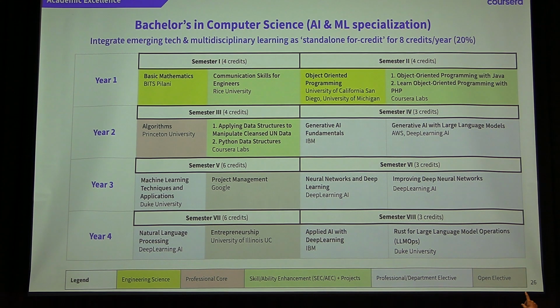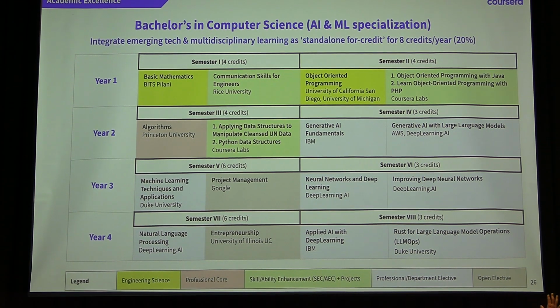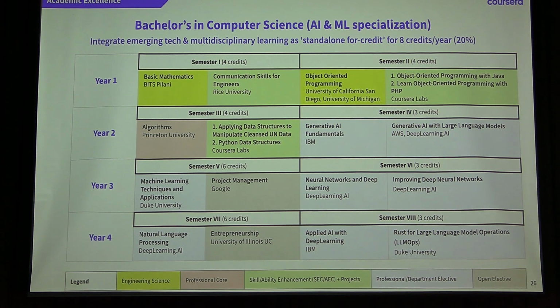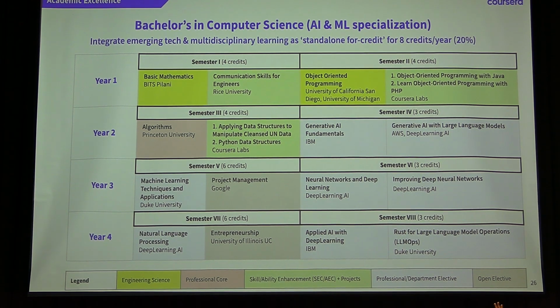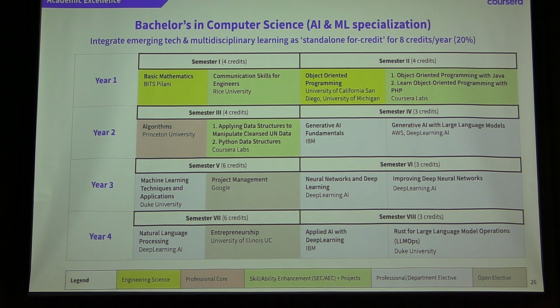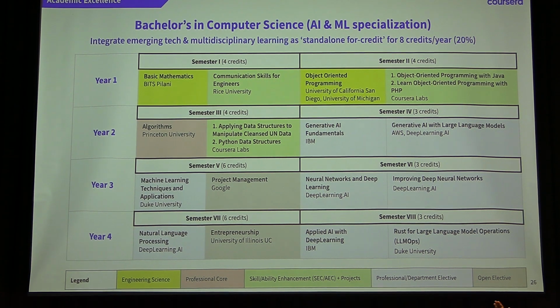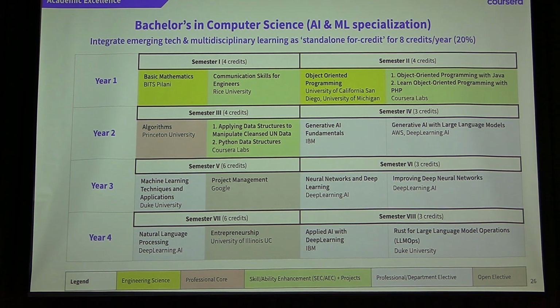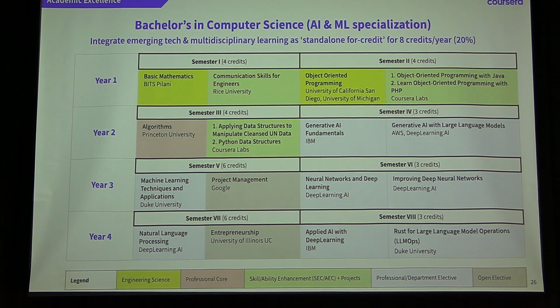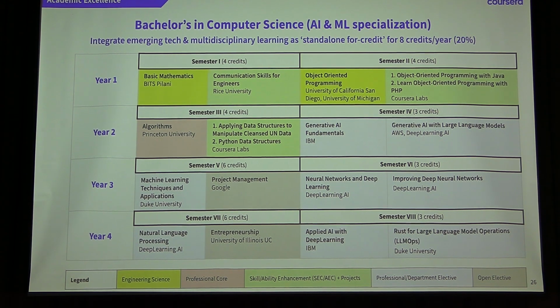And you'll see in semester 4, generative AI fundamentals and generative AI with large language models from AWS and deeplearning.ai. If today you're not already teaching that subject, then we can provide that. And to Bibin's point earlier, we can run that as a standalone course where the learning and the assessment can happen on the Coursera platform. So this becomes a combination of blended learning and standalone learning.